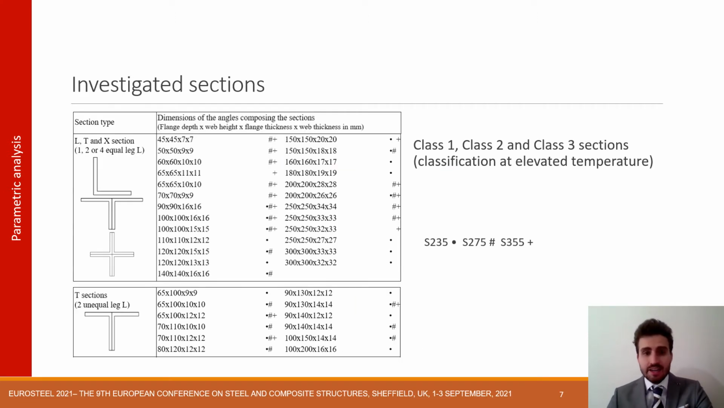So in this slide, we have the tables of the investigated sections. Single equal leg angles were studied, as well as T and X sections obtained by coupling 2 or 4 angles. Class 1, Class 2, and Class 3 sections were studied according to the classification at elevated temperature.